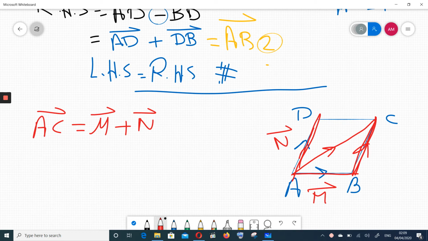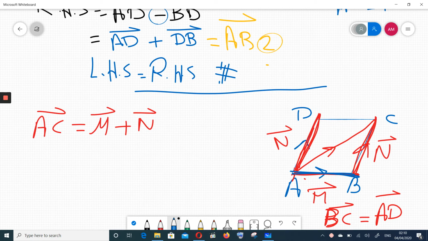And BC is equal to the vector of AD, so BC equals AD. So we can say this is also vector N. So we can say this vector plus this vector, the vector of AB plus the vector of AD, the answer is going to be what?